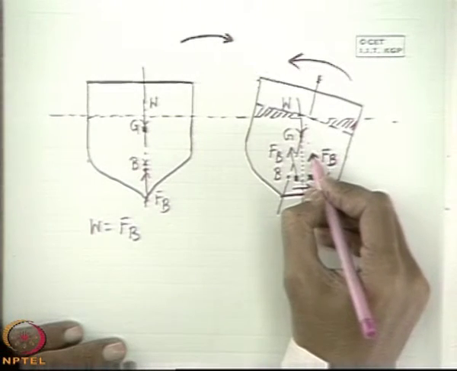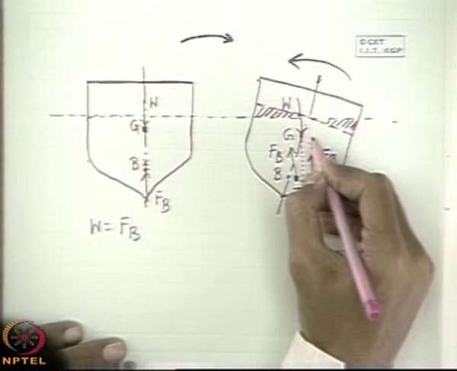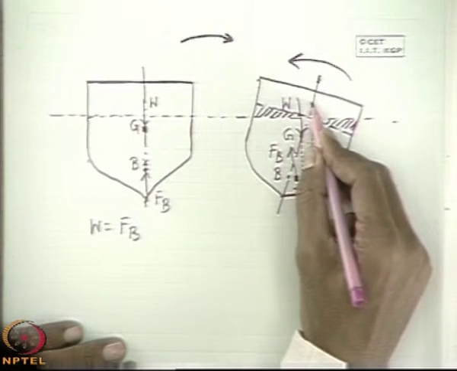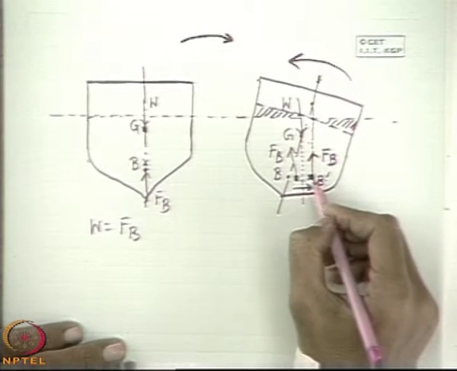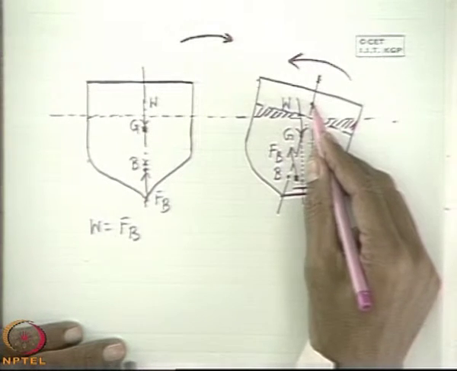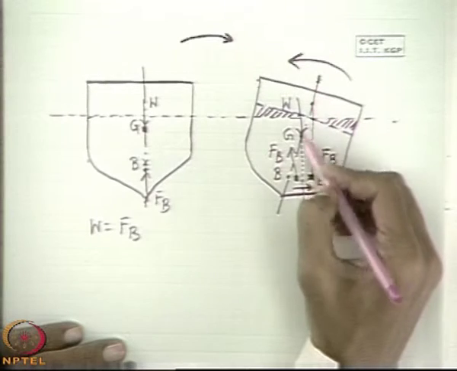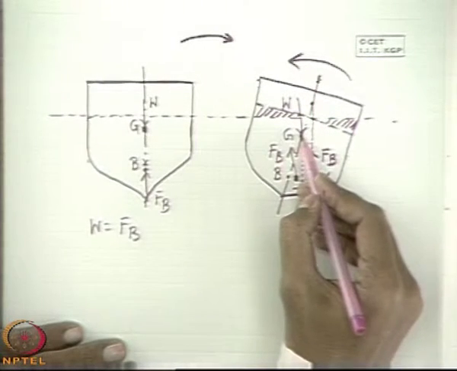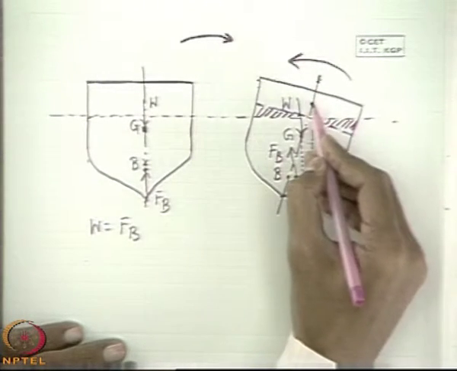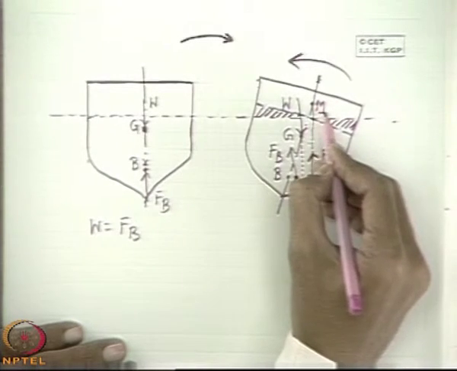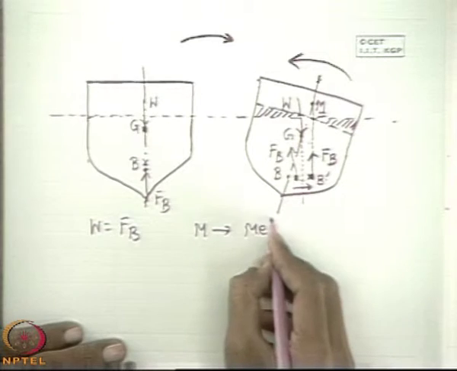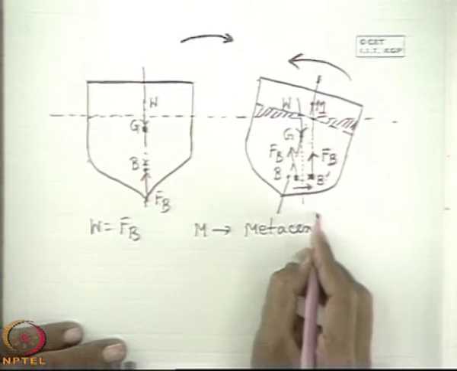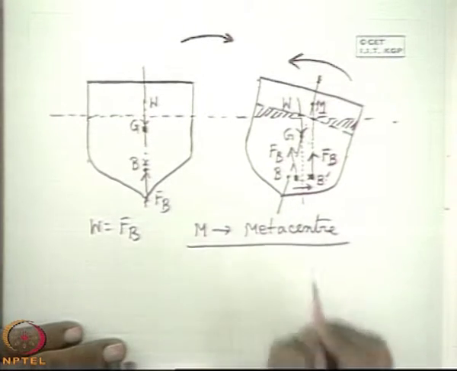This is better stated analytically. If we make a vertical line from the new center of buoyancy, an extended vertical line, and let it intersect the old vertical line containing the center of gravity and the old center of buoyancy at a point M, this point M is known as the metacenter. This is a very important concept, the metacenter.